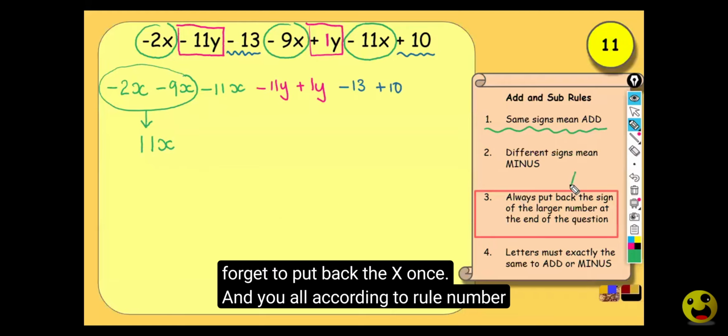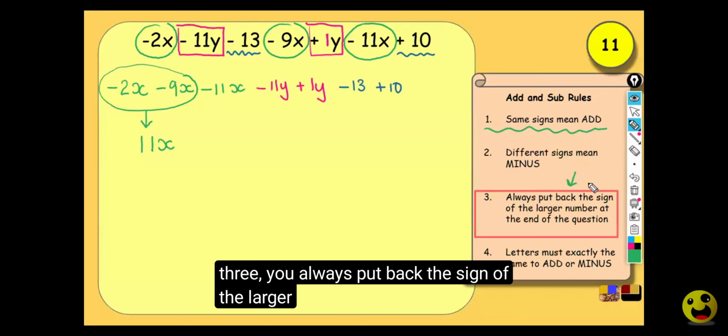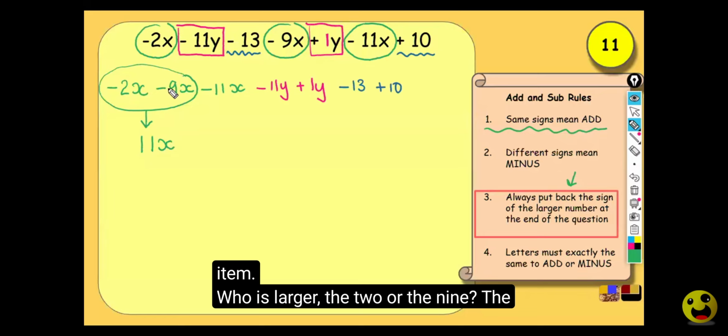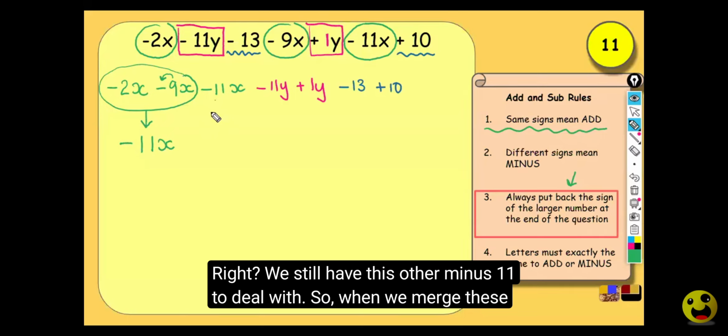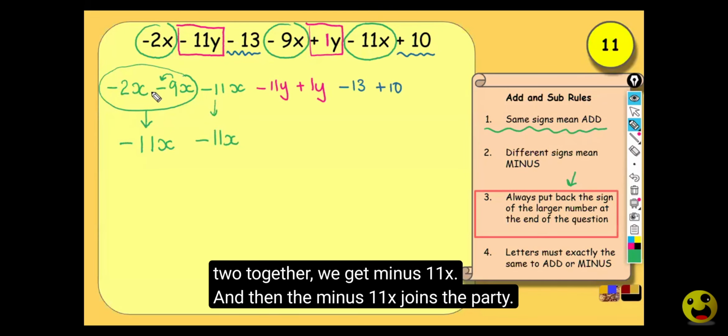And according to rule number 3, you always put back the sign of the larger item. Who is larger, the 2 or the 9? The 9, right? 9 is larger than 2. What sign does the 9 have? A minus. Right? We still have this other minus 11 to deal with. So when we merge these two together, we get minus 11x.